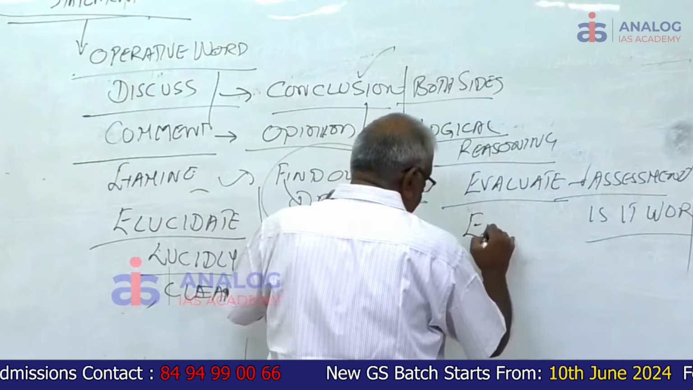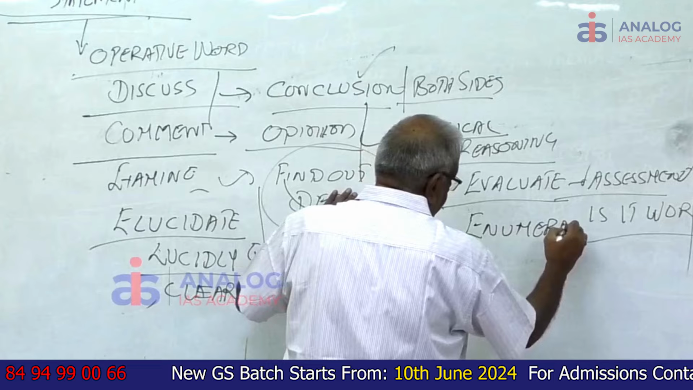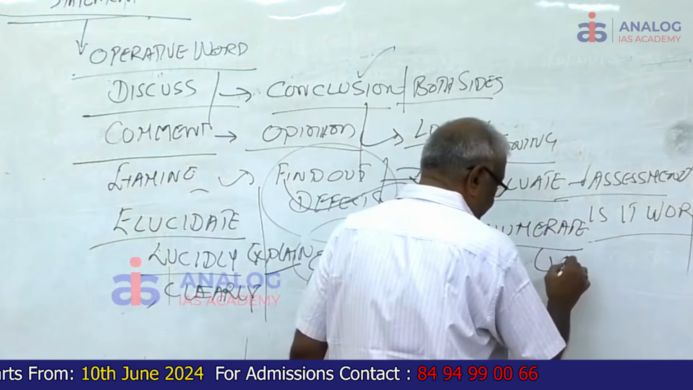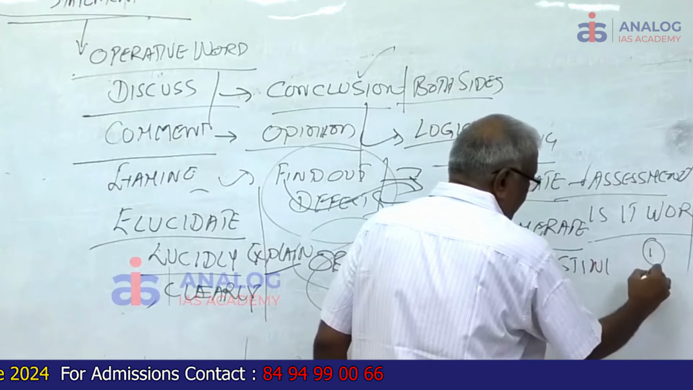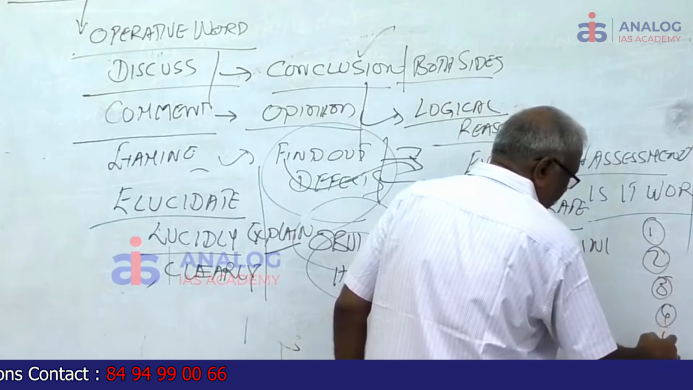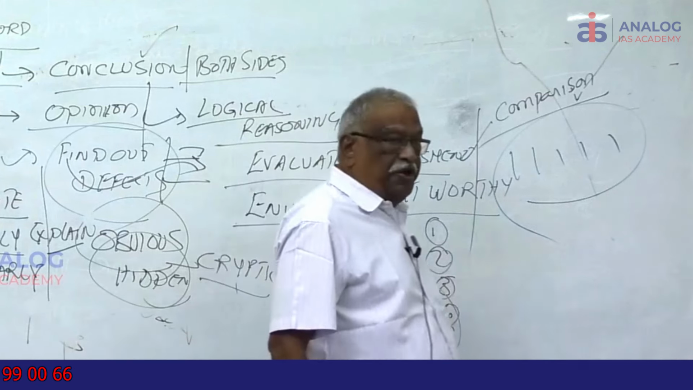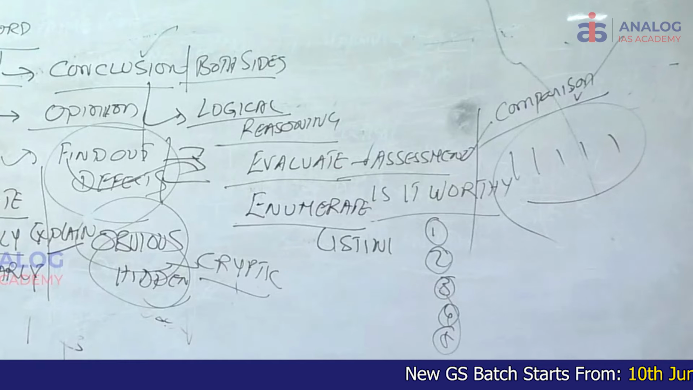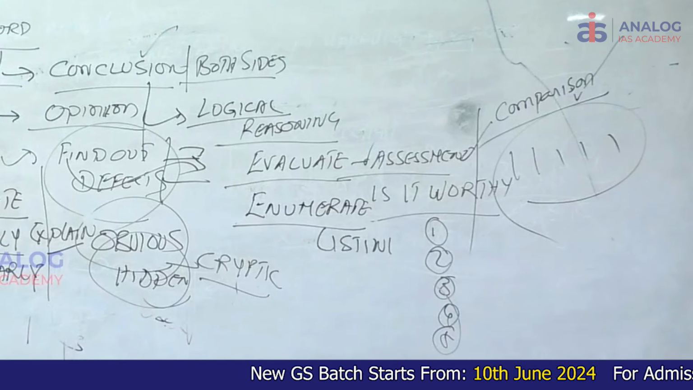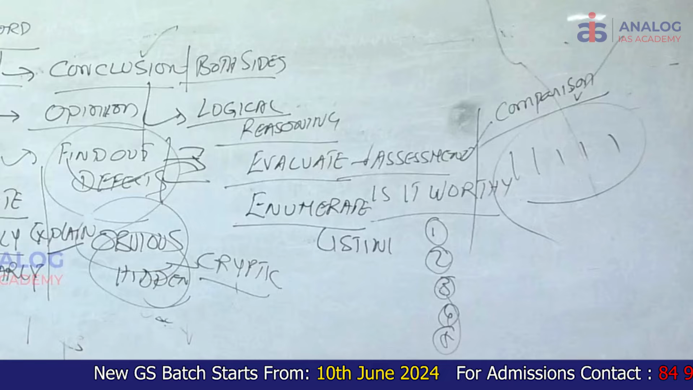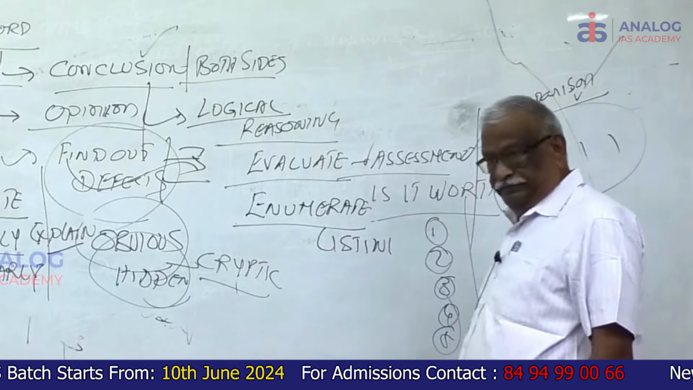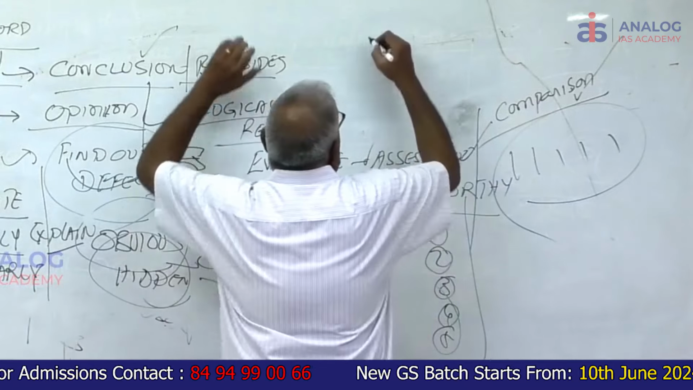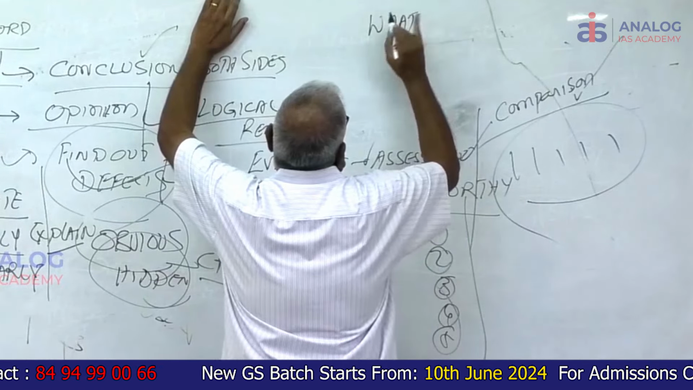Then another is enumerate. Enumerate means numbering, listing. 1, 2, 3, 4, 5, like that. Enumerate the causes. We just mentioned Panchayat Raj, failure of Panchayat Raj. So what are the lists? 1, 2, 3, 4, 5. Sometimes you may have to write, there are many reasons. Sometimes they may ask you a question, what is the major reason or major impact?